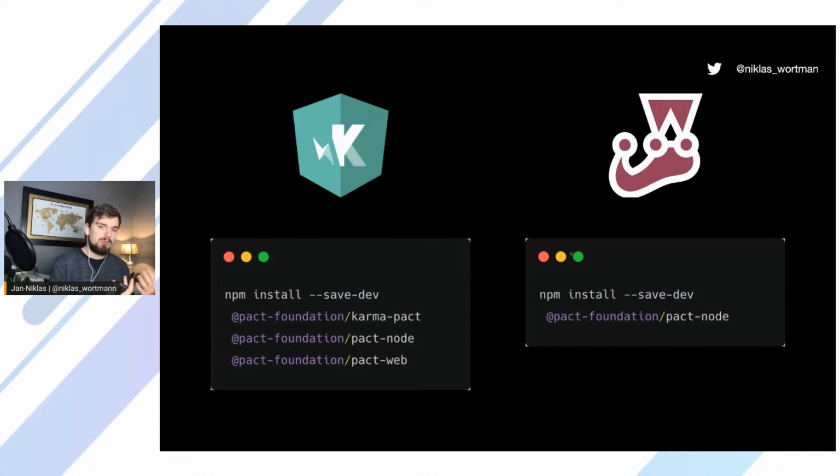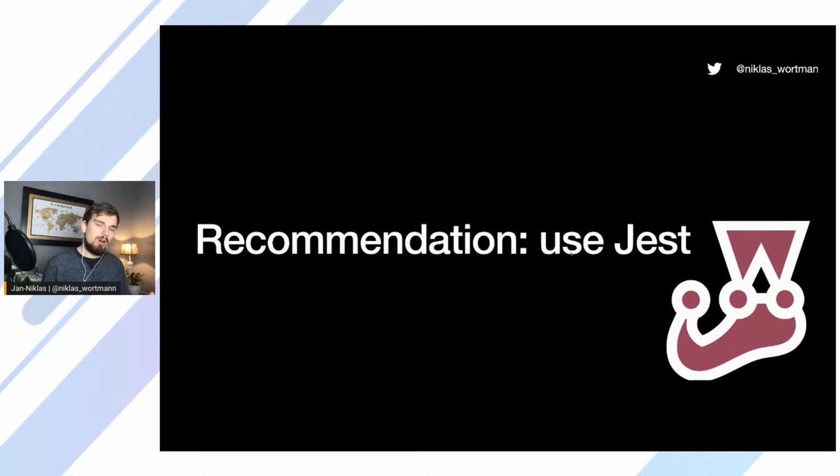If you use Karma, due to its nature that it's natively running in the browser, you have to install certain Pact node modules like Karma Pact and Pact Web. If you're running Jest tests, which are running in a node environment, you can just go with Pact Node. Therefore, also my personal recommendation here is to use Jest for Pact tests. I'm in general not the biggest fan of Jest. It has its drawbacks like every technology, but for Pact testing, I can highly recommend it just because it will make your overall setup a lot easier.